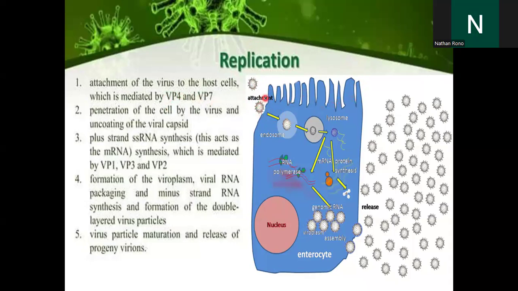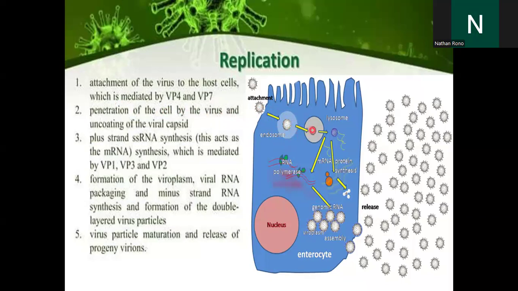Okay. After they attach, you can imagine it has to enter into the cell. That's what we call penetration. When it penetrates, remember we said it has a capsid, isn't it? The outer covering. So the virus is going to penetrate this cell, and there is uncoating of the viral capsid. We said it has an outer layer, so it's going to uncoat. Basically, it's like getting away from that coat, okay? It's like opening up, okay?